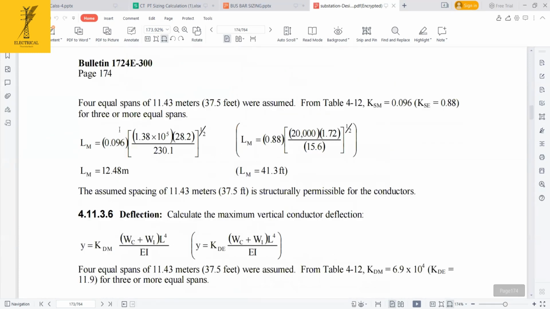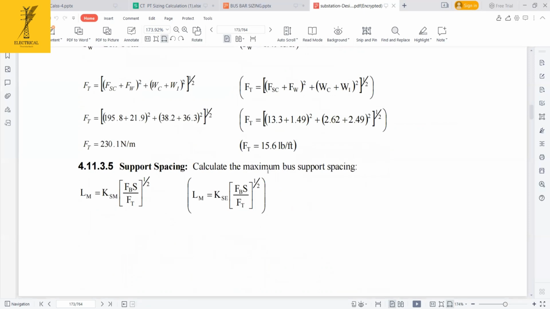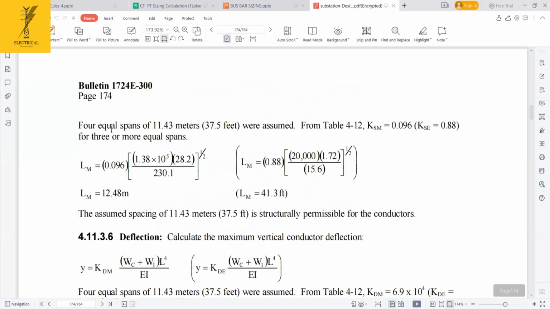Now I am substituting this value of resultant force on the support spacing, and I am calculating the maximum bus support spacing, which is coming to 12.48. But in the assumption, for the equal spans, I assumed 11.43, which is less than the required 12.48. So the assumption I selected is quite good. 11.43 is a fine value.